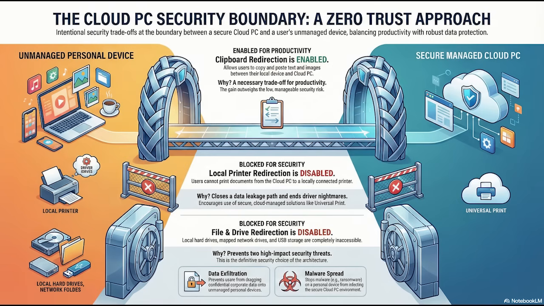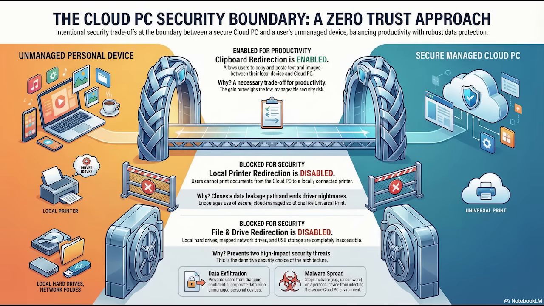This is the definitive security choice of the entire architecture. It is pure zero trust enforcement. File redirection or drive mapping is explicitly blocked. This means local drives, USB sticks, your local C drive, they do not appear as mapped resources inside the Cloud PC session. That must have been a difficult decision to justify.